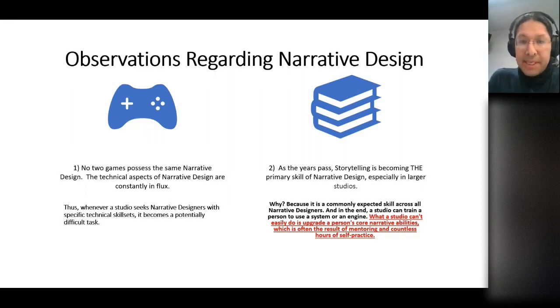Whenever a studio seeks narrative designers with specific technical skills, they potentially find it difficult to find many candidates. So what is the common skill that all narrative designers are expected to possess? They're expected to possess the skill of storytelling.